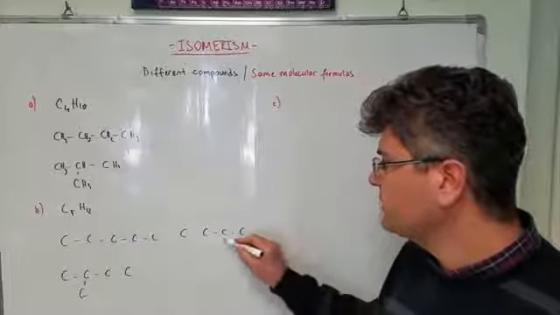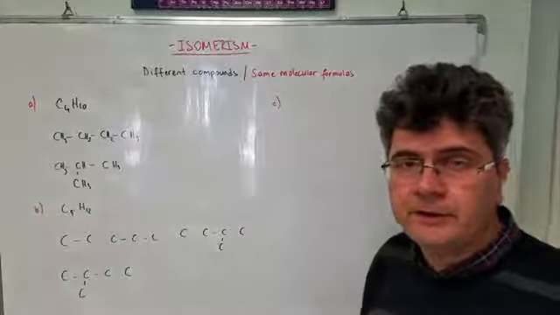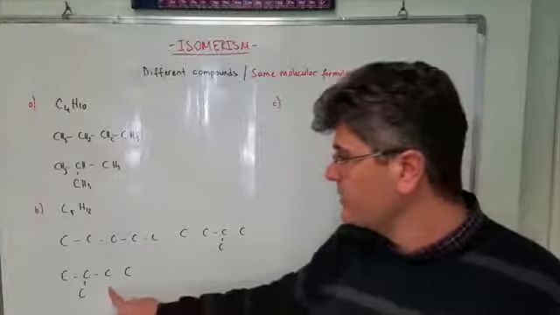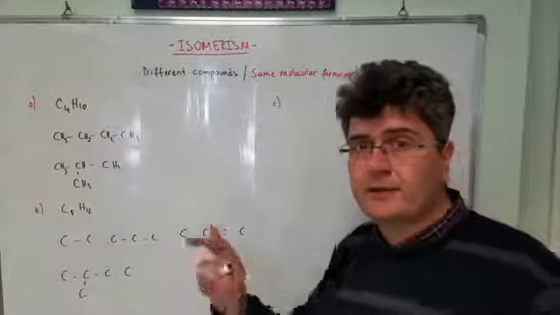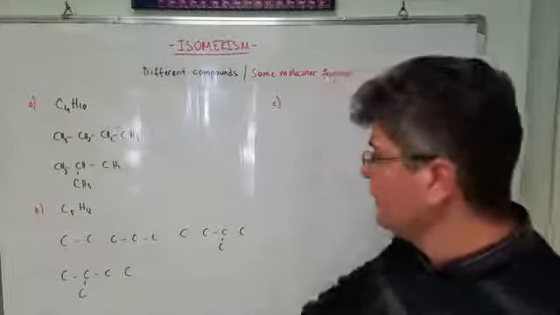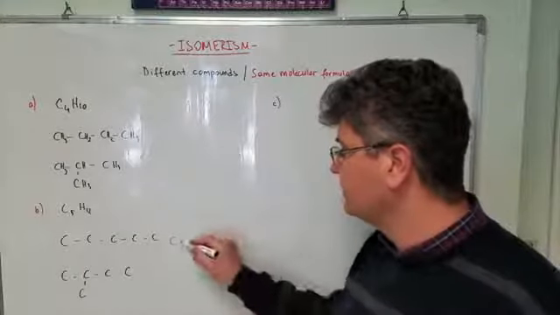4 carbon atoms. I'm putting this time my carbon branching in here. Is it a new isomer? Actually not. As you see, this compound and that compound are the same. I just have rotated the molecule 180 degrees. Okay, so does it mean that we don't have any more isomers?